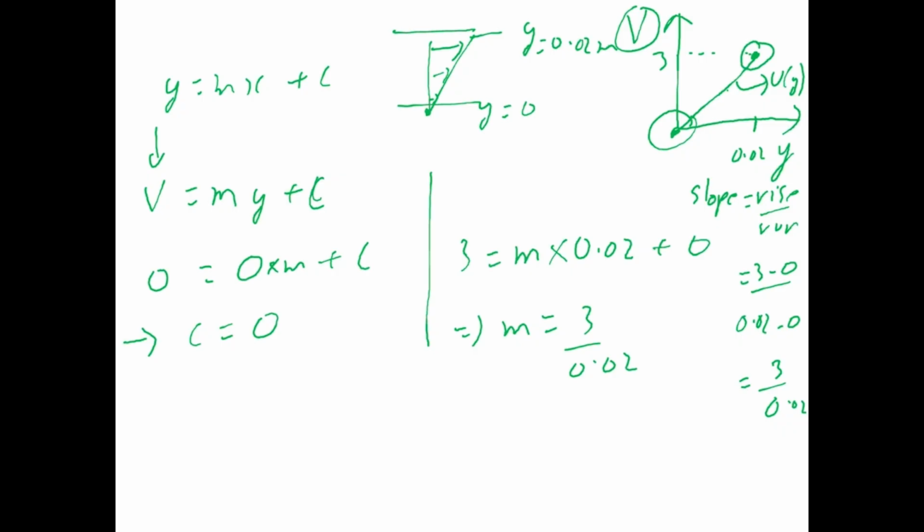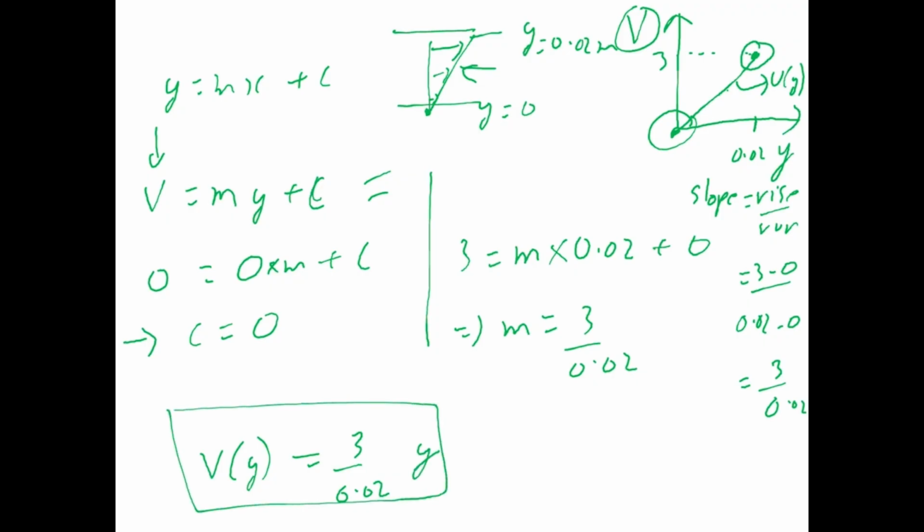Now if you plug into this equation here, you get the relationship of the velocity profile for this velocity corresponding to this problem. So v is equal to m times y, where m is 3 by 0.02, right? So this is the velocity profile you get. Essentially, if you plug in y equal to 0, you get v equal to 0. If you plug in y equal to 0.02, you get 3, and you can plug in so on and so forth at every given point, right?